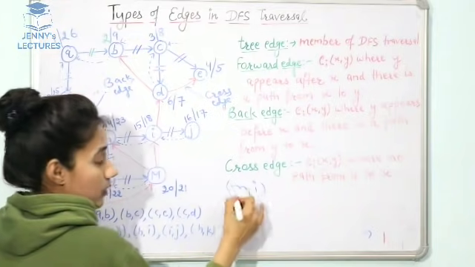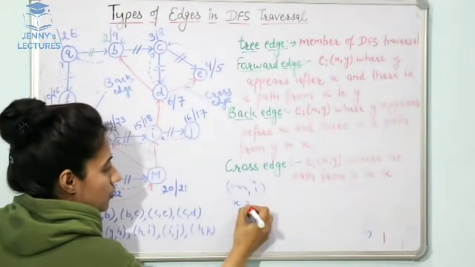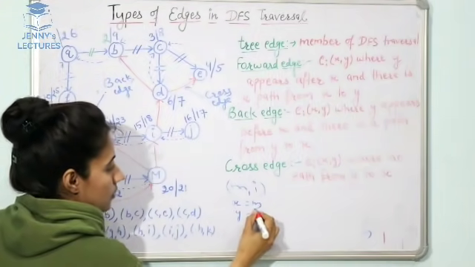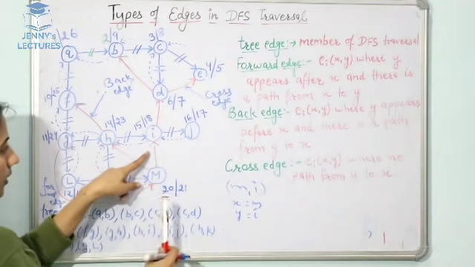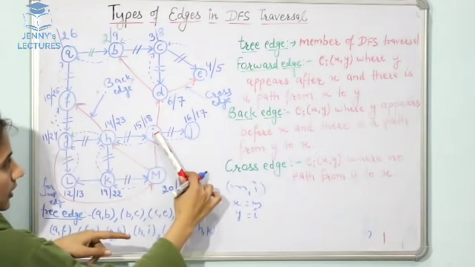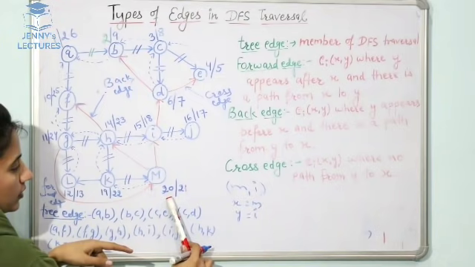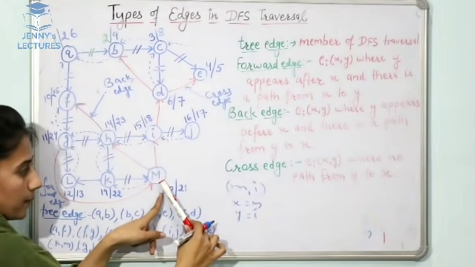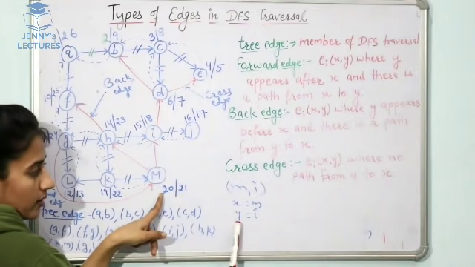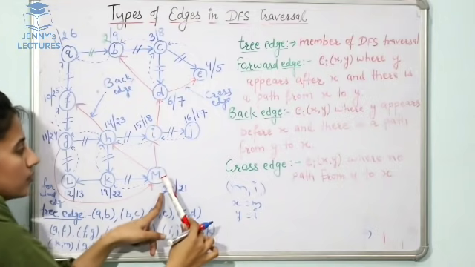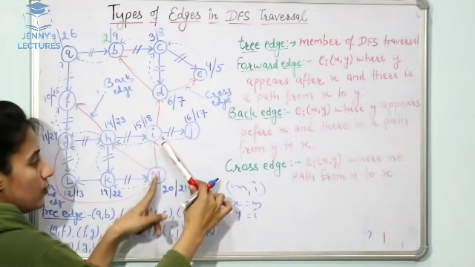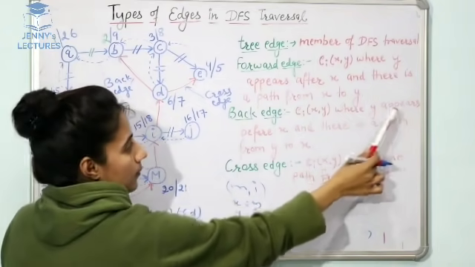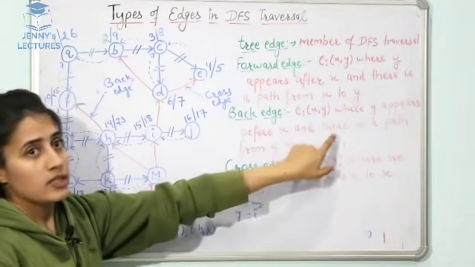Edge is what? M, I. X is what? M, and Y is what? I. M to I. Which appears first? Starting time of I is 15, starting time of this one is 20. Means I appears before M. It means Y, क्योंकि I अपना क्या है? Y. Y appears before X. Check the second condition.